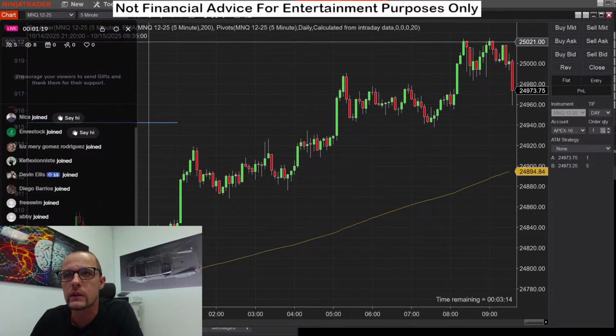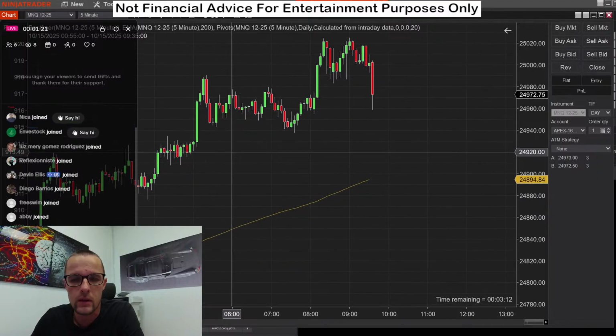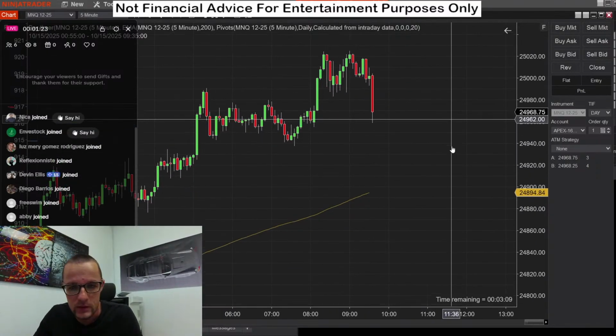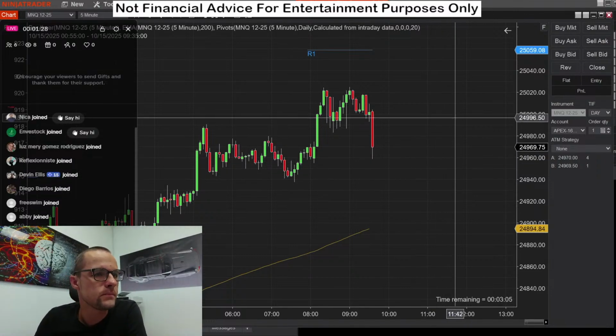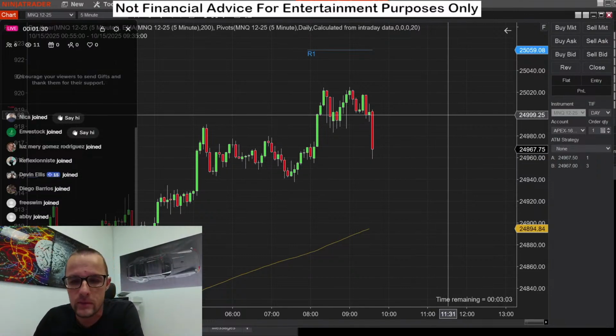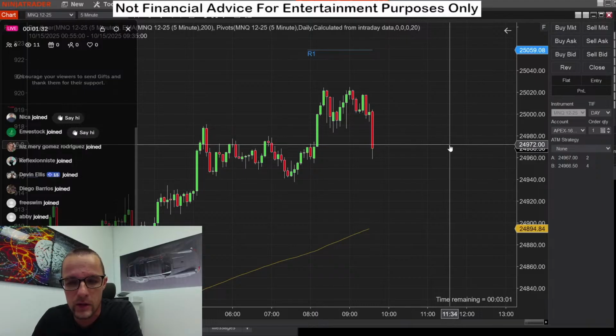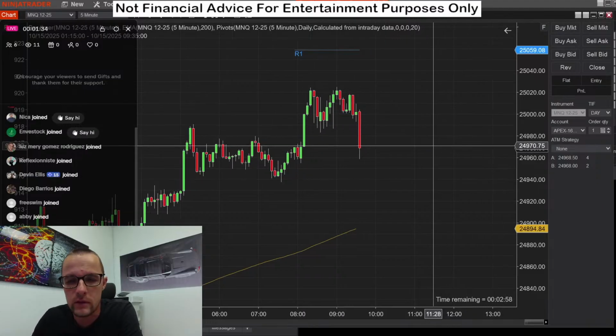We are currently above VWAP. So, waiting for this 5-minute range. And we'll see what happens. So far, market's dropping.